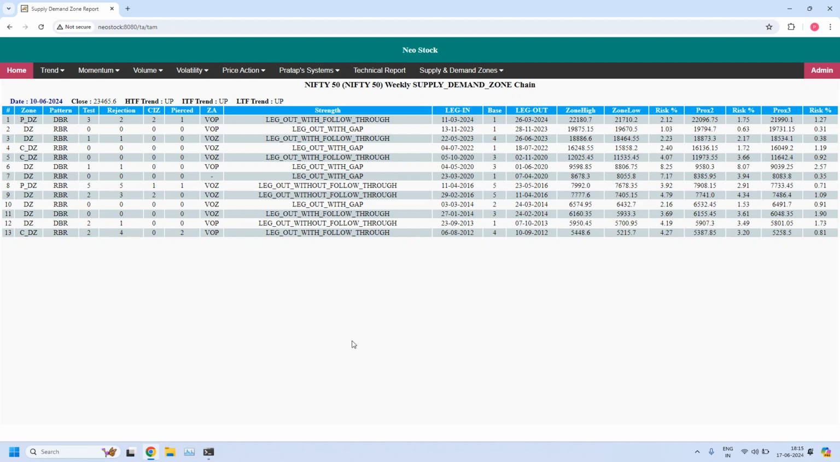So you have to draw the zones on your charts. I don't have time to analyze the Nifty and Bank Nifty. So now let me generate for the next time frame, daily.